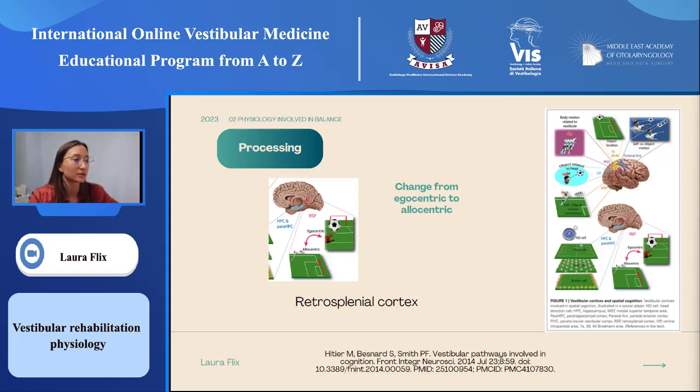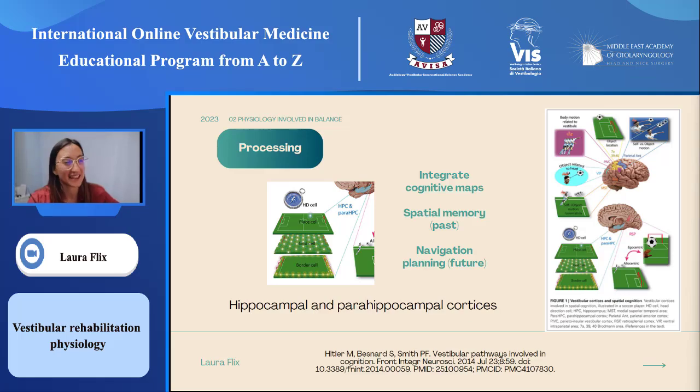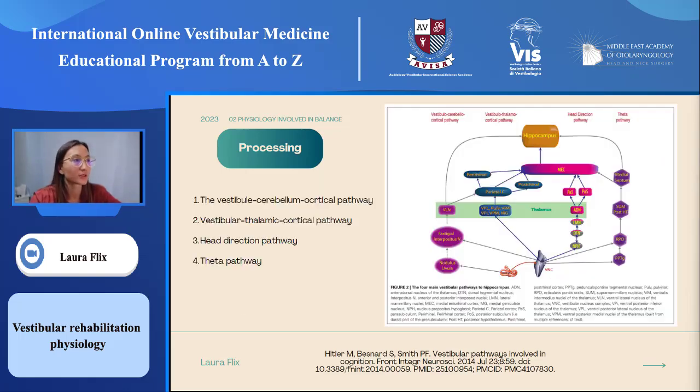And also we will have the retrosplenial cortex that will change from egocentric to allocentric, so more first person to third person view in our brain, or even more complexity we will have, if it's possible, in the hippocampal and parahippocampal cortices, where we are going to integrate cognitive maps regarding spatial memory, regarding information about the past, and navigation planning regarding information about the future. And this connection of the vestibular system with the hippocampus will be through four different pathways. So we are going to have a lot of different variables that are going to interact to finally have this part of processing that we were talking about before, orientation.